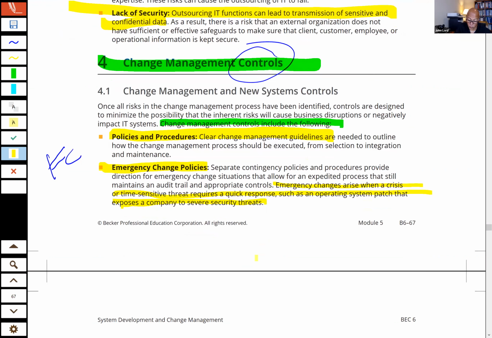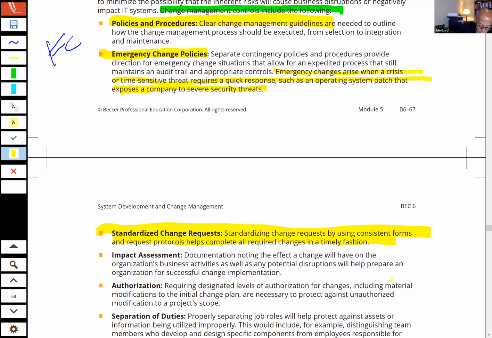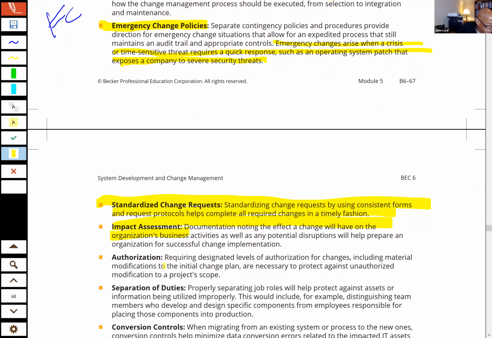And I think they are very worried about how Russia might respond to the sanctions being put on them, through some of these service interruptions, that kind of thing. Okay. Standardized change request. Standardized using forms, protocols, et cetera. Impact assessment. So there needs to be documentation on the effect the change will have on the organization's business. There needs to be the appropriate authorization.